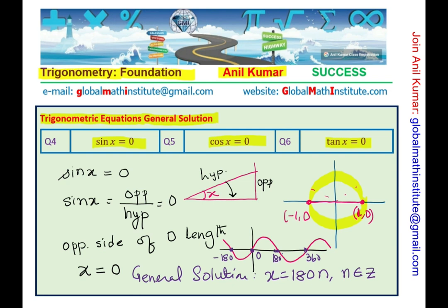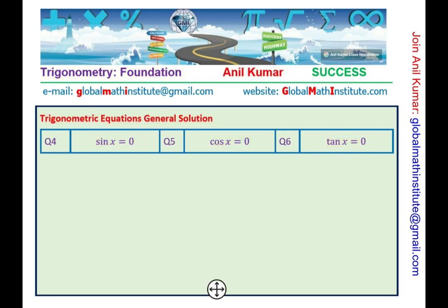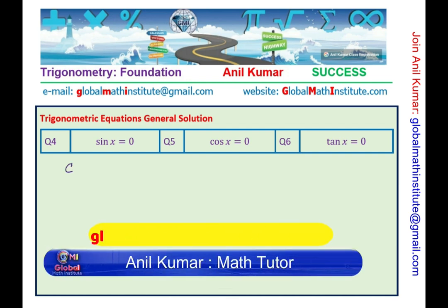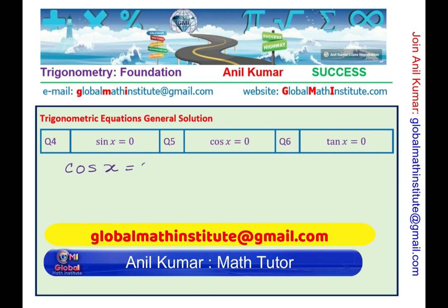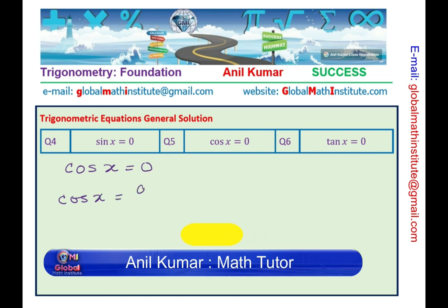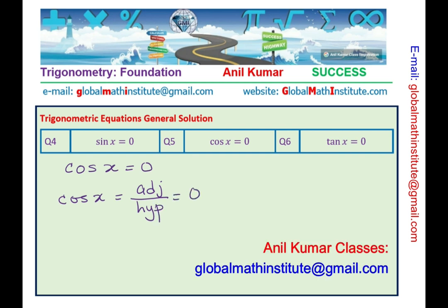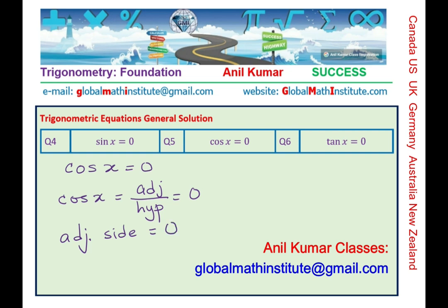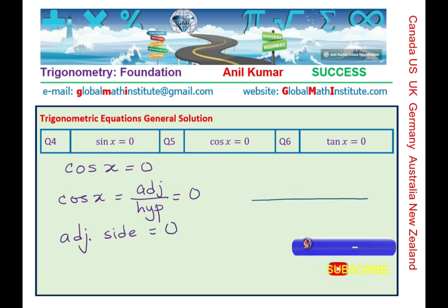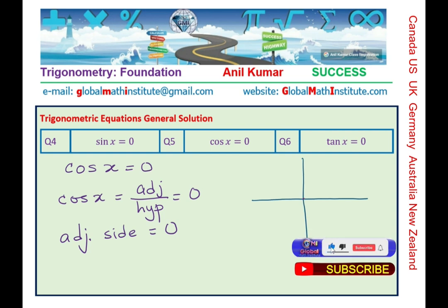Now, the same principle will be applied for solving the second part of it, which is how do we find the general solution for cos x equals to 0. Now, cos x, as you know, is in a right angle triangle, adjacent side over hypotenuse. If I want to make this 0, that means the adjacent side is equal to 0, right? So, what does it really mean? Let's say we have some triangle here, right? So, this is the adjacent side, and that is the hypotenuse.